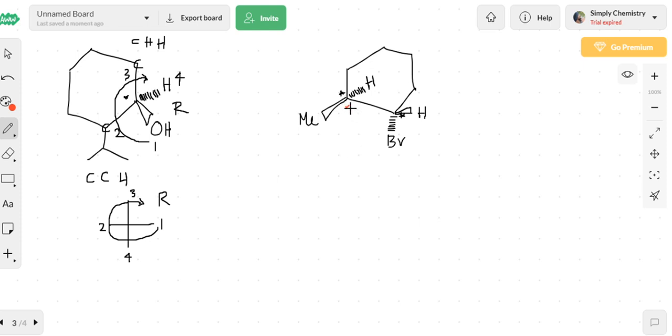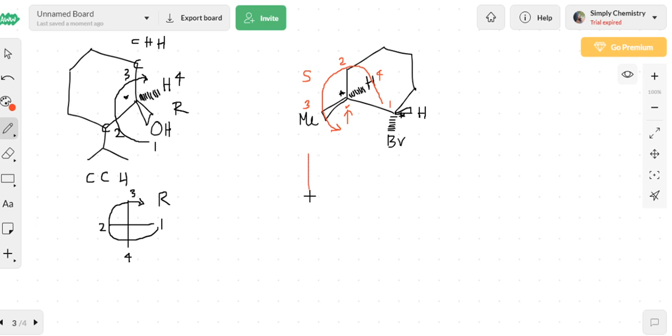So now imagine we are looking from this direction. We're going to assign the priorities. All of them are carbon. This carbon atom is attached to bromine, so this gets number 1, this gets number 2 because this is attached to another carbon, this gets 3, and as usual hydrogen gets 4. So now if you go for circling, you could see that 1, 2, 3 is counterclockwise, hence the assigned configuration is S.